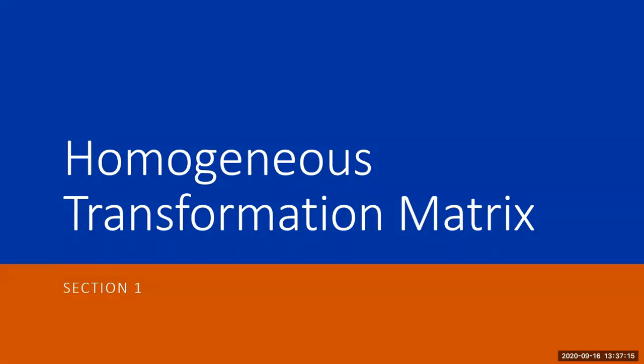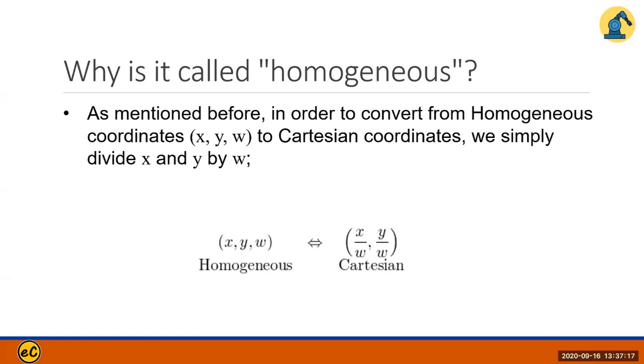Homogeneous transformation matrix. First one, why is it called homogeneous? As mentioned before, in order to convert homogeneous coordinates x, y, w to Cartesian coordinates, we simply write something like this. So we have a transformation of a Cartesian location like this and a homogeneous vector like this. And these two, we are going to use so that we can actually combine the rotational matrix and the displacement vector.